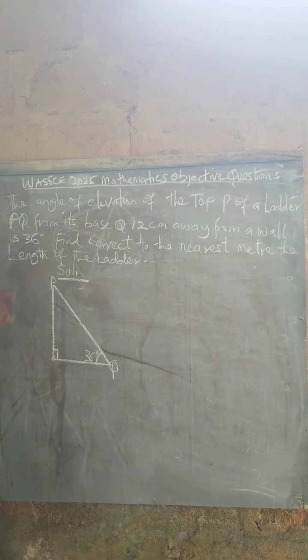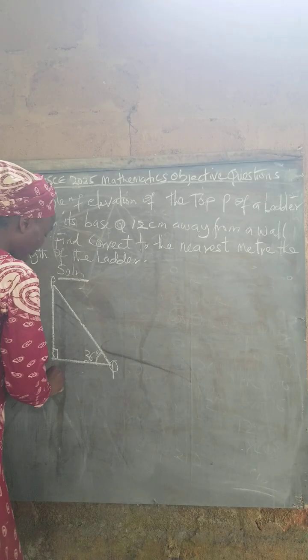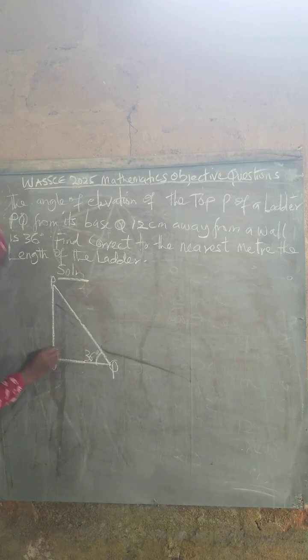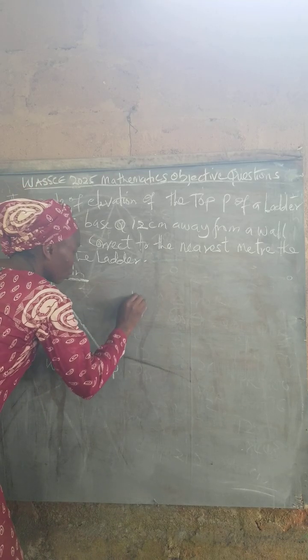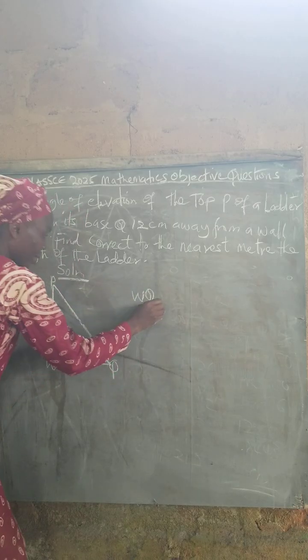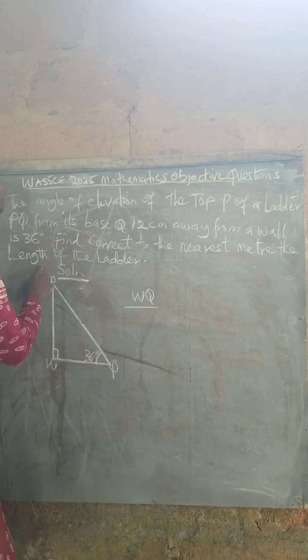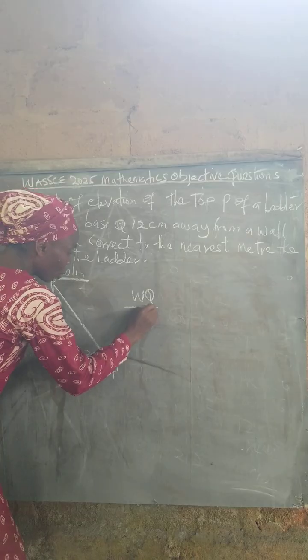Now we're going to use SOHCAHTOA, the trigonometric functions, to solve the problem. So this is a right angle triangle, because of the presence of this angle and this right angle here. This is the adjacent side, this is the opposite side, and this is the hypotenuse, the longest side of that triangle. Let me say that this is the wall W. So I will say WQ, which is the adjacent, all over the longest side PQ, the hypotenuse.